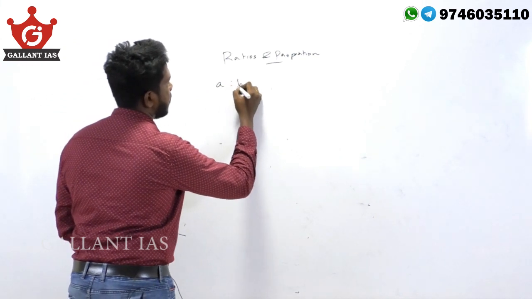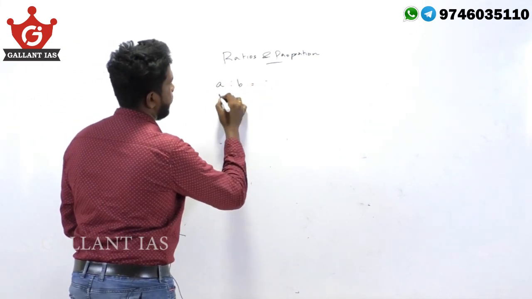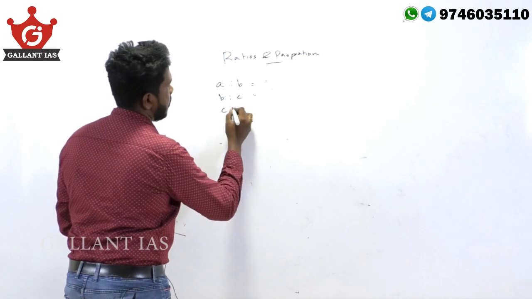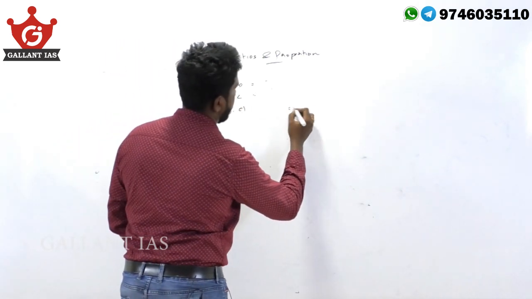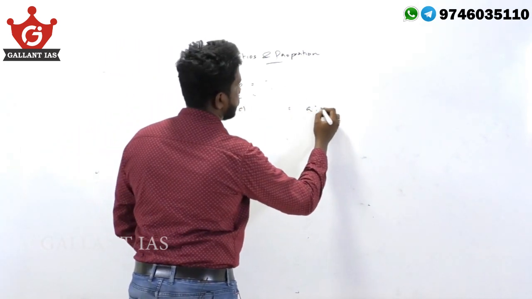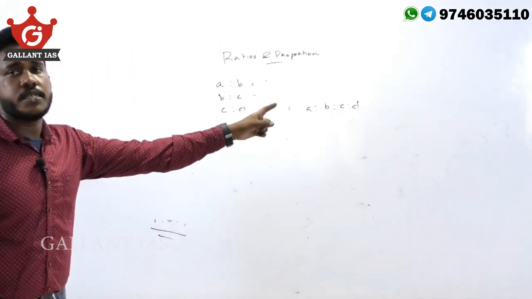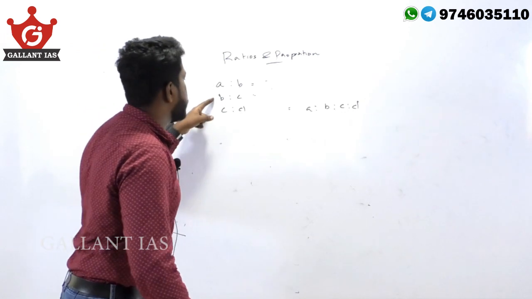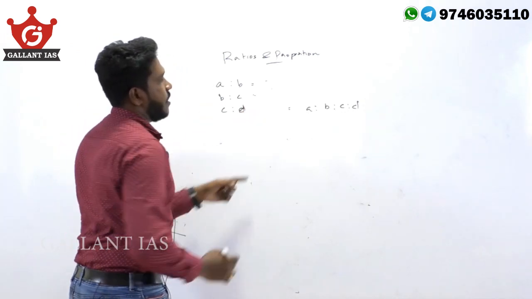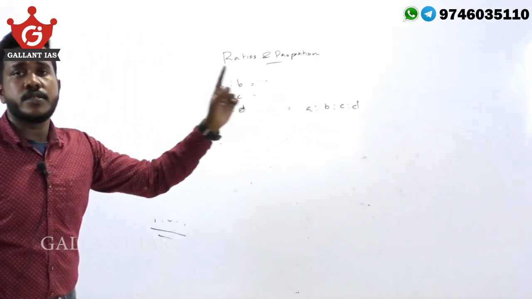Suppose A is to B is given, B is to C is given, C is to D is given, and our question is to find A is to B is to C is to D. UPSC also asks questions like this.